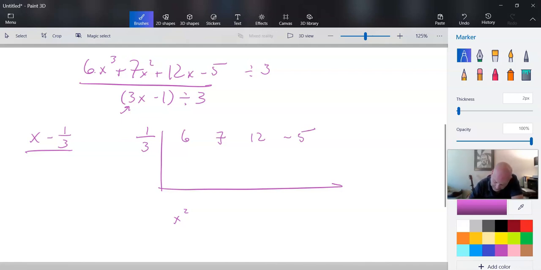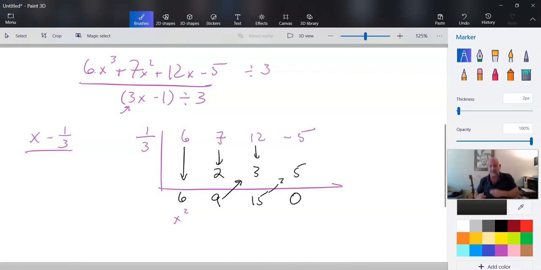So 6, 7, 12, and negative 5. Okay, so the first thing we're going to do here is we're going to just drop this guy straight down. So that's a 6. Now, 1/3 of 6, don't think arithmetic, don't think multiplying fractions. What's 1/3 of 6? It's 2. If you break 6 into 3 pieces, it's 2. So we'll write the 2 here, and then we'll add straight down again. That gives us a 9. And then 1/3 times 9 will give us 3. 12 plus 3 gives me 15, right? And then 1/3 of 15 is 5, and that leaves me with a remainder of 0. And I think this is one of the examples we did earlier too.